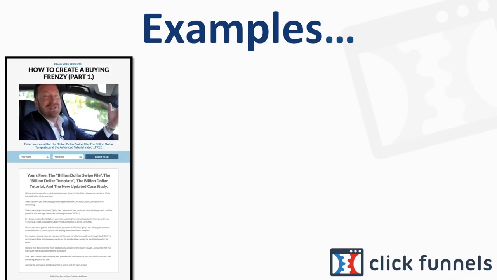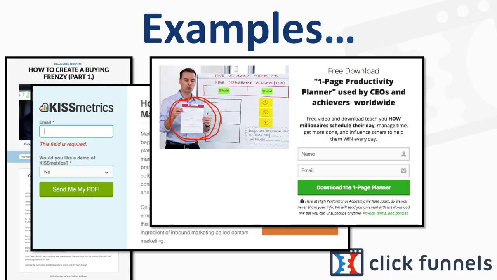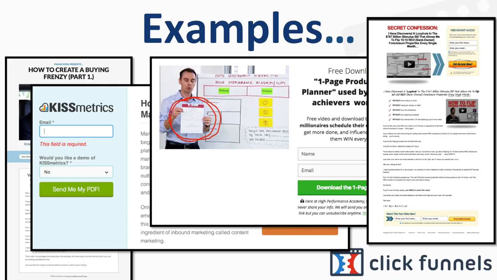Here's an example of some squeeze pages, some of my favorite ones I've seen in the past. This is one that Frank Kern did. This is one that Neil Patel did at Kiss Metrics, giving away some white papers. This is one where Brendon Bouchard gives away his productivity guide. This is one where someone gives away a free video, which actually ends up being the sales video for the product they're trying to sell. So these are basic squeeze page examples. There's tons of different ways to do them, but that's kind of what they traditionally look like.